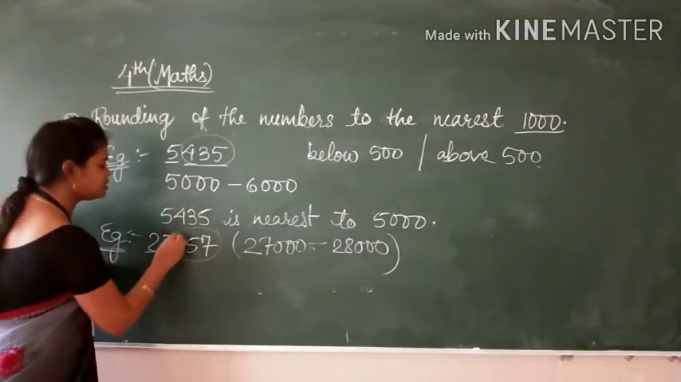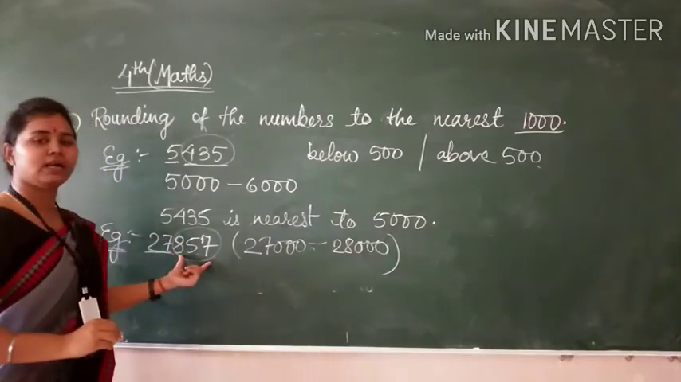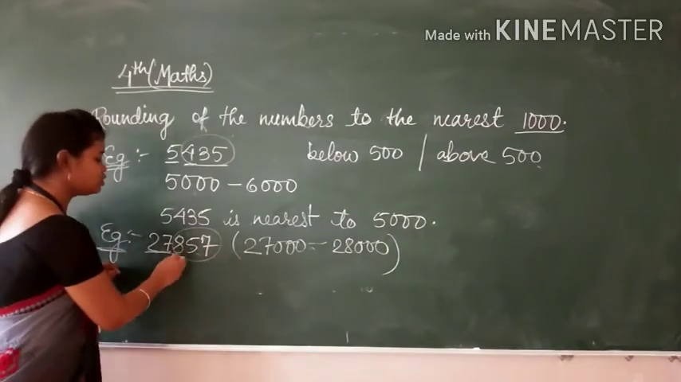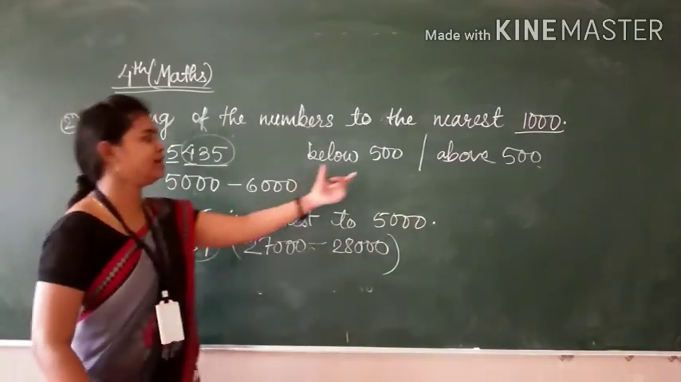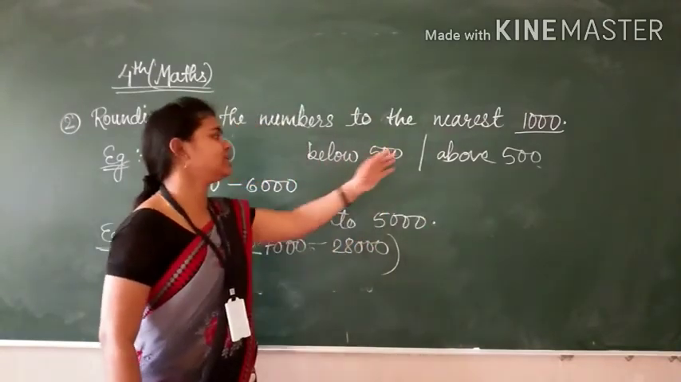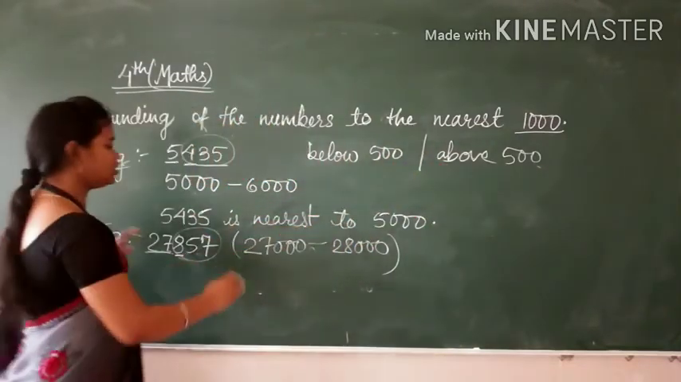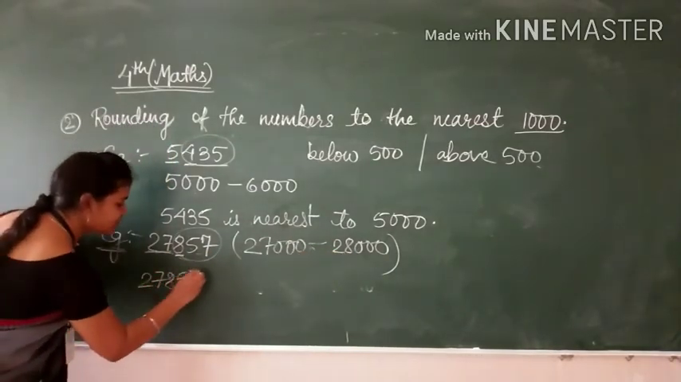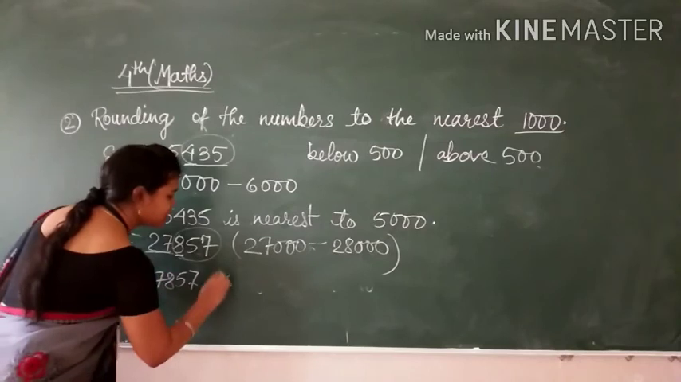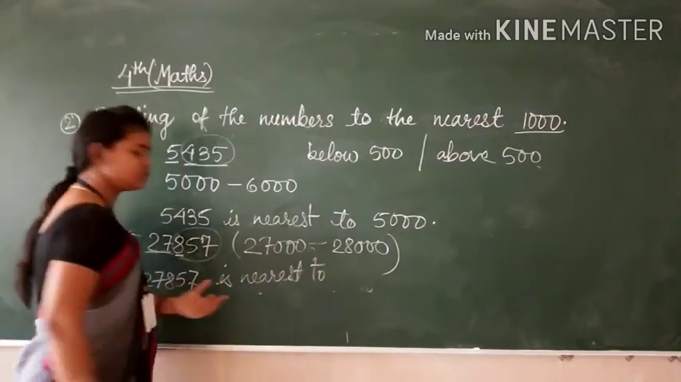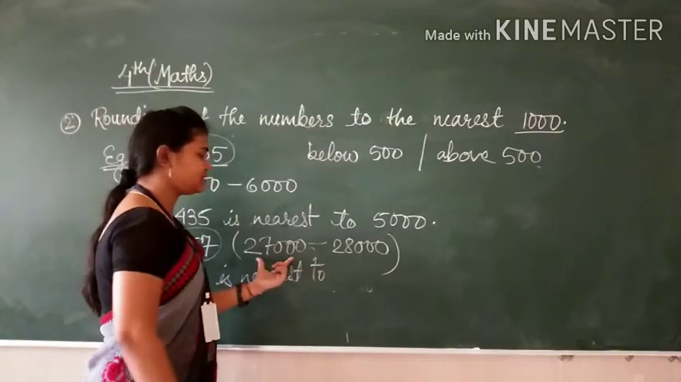For this we have to see the last 3 digits. 857. So 857 is below 500 or above 500? Of course, it is above 500. So it will go to the next. So 27,857 is nearest to, again the answer is, 28,000.